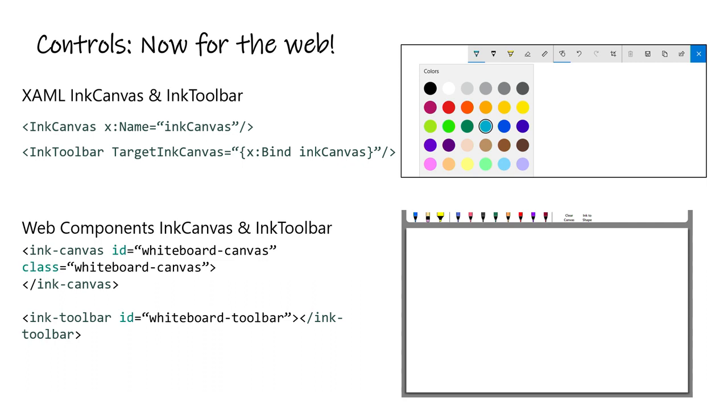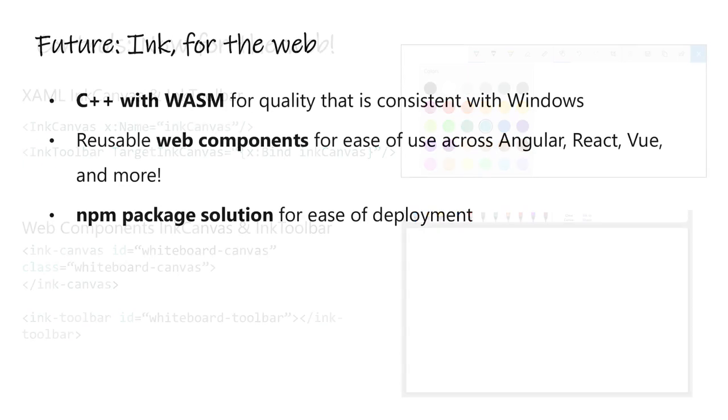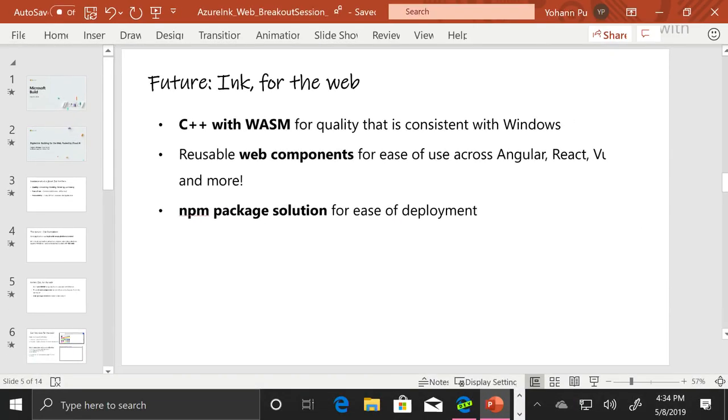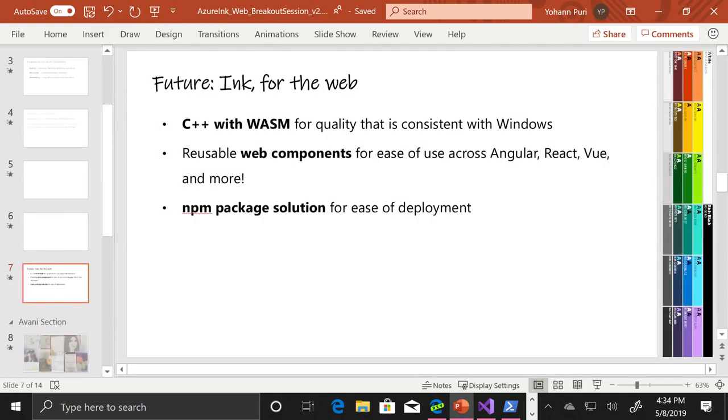And on the web, it's going to be just as simple as dropping in an ink canvas and an ink toolbar into your HTML. We're building simple, reusable web components that you can bring into your Angular, your Vue, your React apps, or any other flavor of JavaScript you use. You will find support in either our ink library or our web components. And we want to show you a sneak peek of what this experience for a developer could be like.